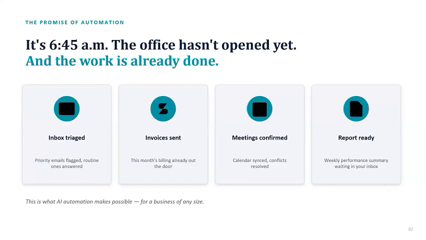I want you to imagine that it is 6:45 a.m. Obviously, irrespective of the country where you live, at that time the office is not yet opened. But think about it. What if at 6:45 a.m. your emails have already been flagged, the priority ones? It's been flagged telling you these ones are priority, pay attention to them. And then the ones that are routine emails have already been answered. So someone has helped you to answer those routine emails.